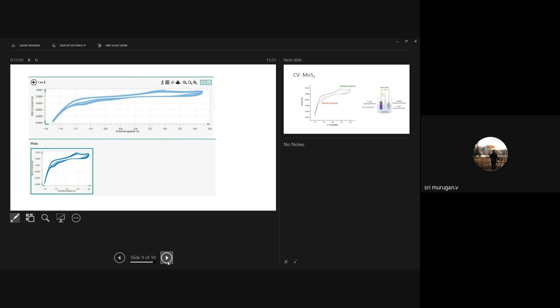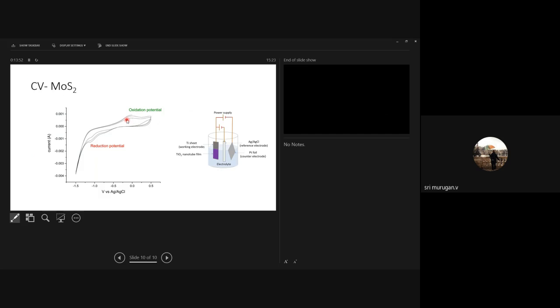So we can see it here in Origin plot. This one I conducted for MoS2. I tried to deposit MoS2 on TiO2. Initially I didn't know the redox potential, so what I did, I took a solution, a MoS2 solution.